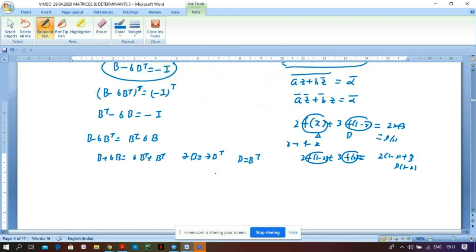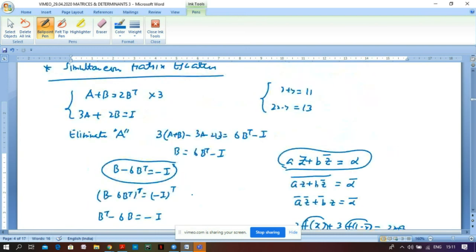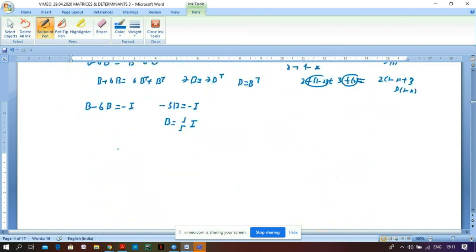And once I do that, put B equal to B transpose in the first equation. So B minus 6B equals negative of I. So minus 5B equals negative of I, and so B equals 1/5 of I, or I over 5. And because 3A plus 2B was I, that gives you 3A plus 2 over 5 times I is I. And so 3A is 3 over 5 I, and so A also equals 1/5 of I. So A and B both are equal, which again checks out.